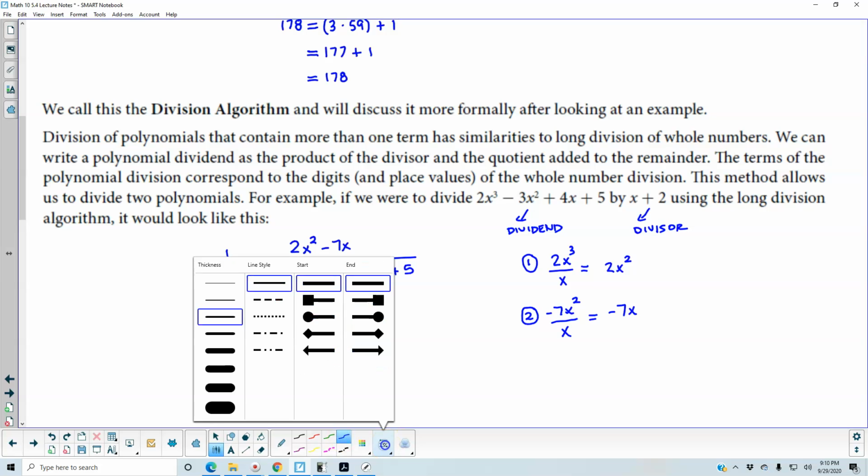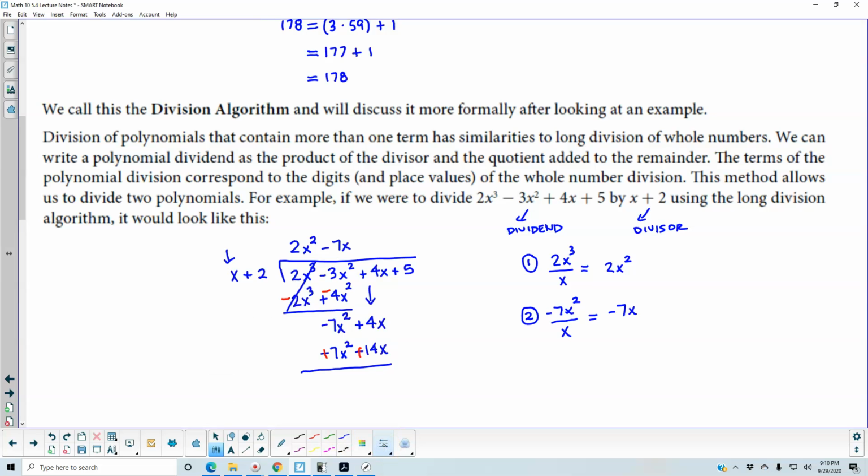So if you multiply this by negative, that's going to make that a positive, and that's going to make it a positive. And so now, minus 7x squared plus 7x squared gives you 0, and plus 4x minus 14x is 18x. And now we're going to bring down the value of 5. So we have 18x plus 5.